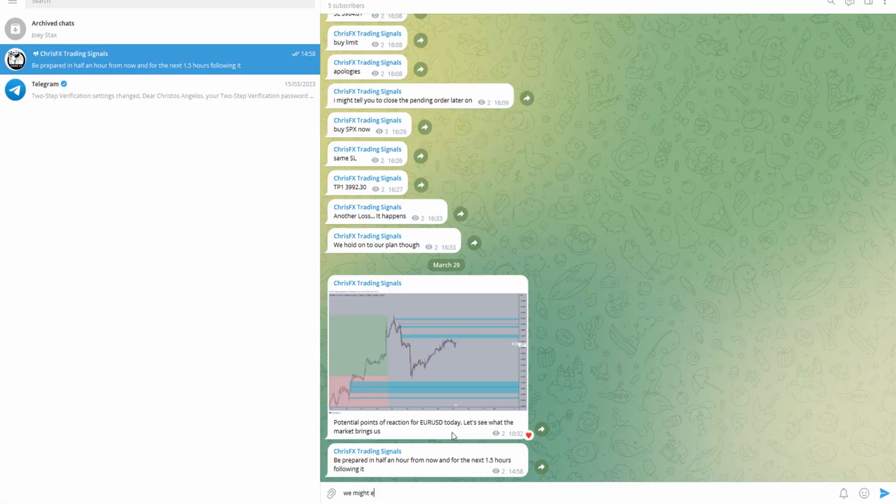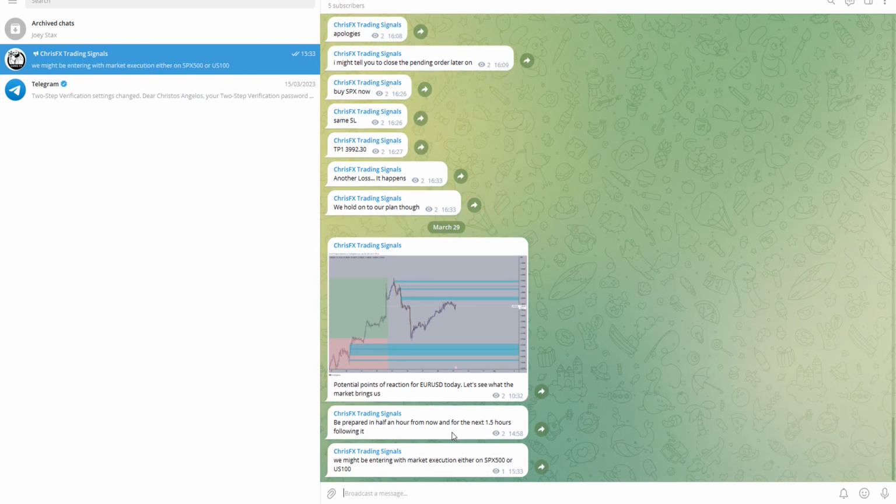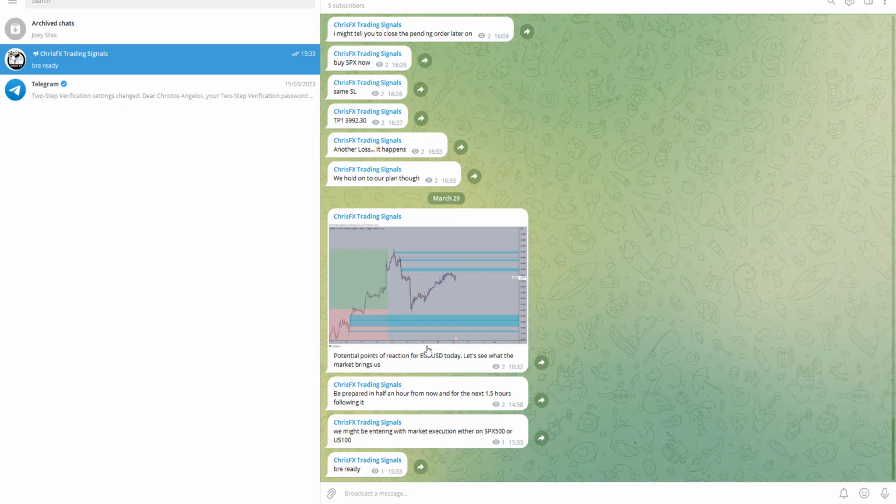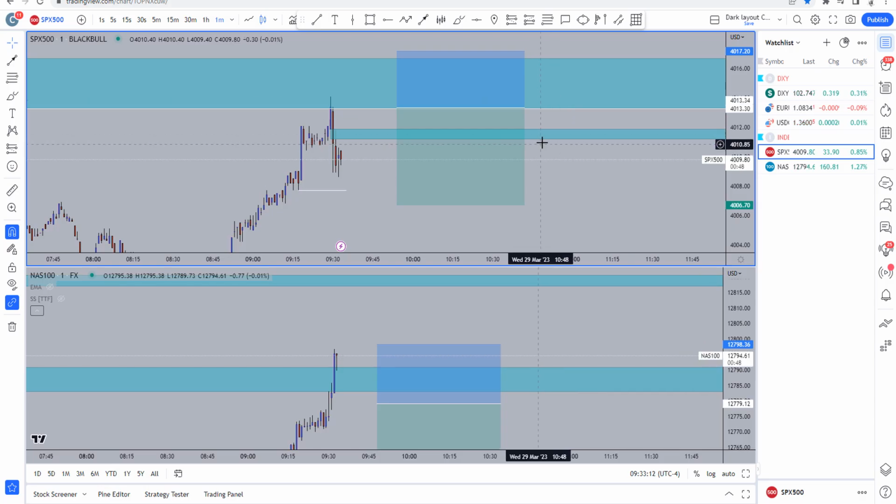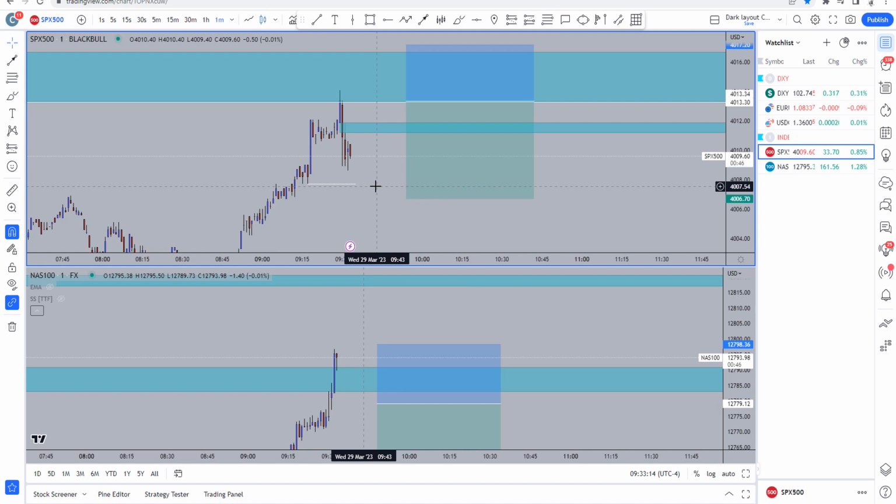We might be entering with market execution on either SPX 500 or US 100. Be ready, because this is a scenario as well. We might indeed enter with a market execution.